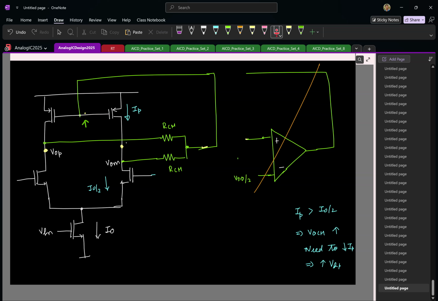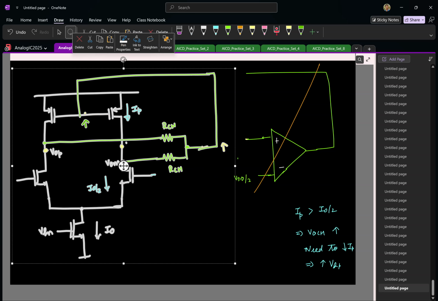Same thing again. If the output common mode here increases, the common mode increases. We need to decrease the PMOS current. We need to increase the gate voltage. This obviously happens. So this is one trivial way to make a common mode feedback. If you think that I don't want to design more op amps, you can do this. And I'll draw this in a more aesthetically pleasing fashion so that it's nice to see.